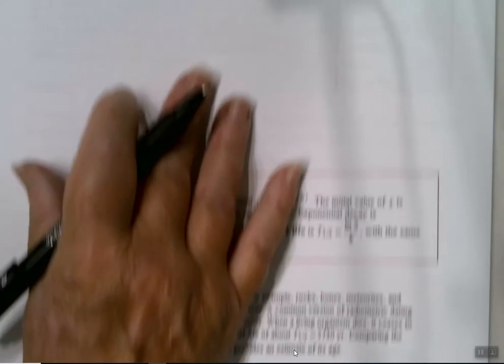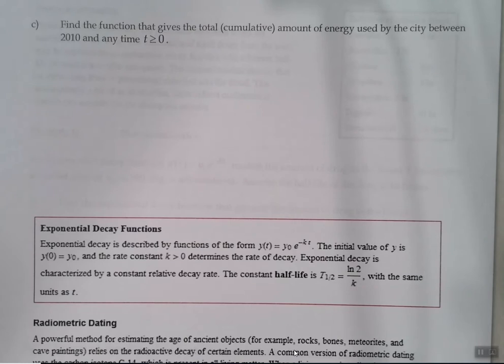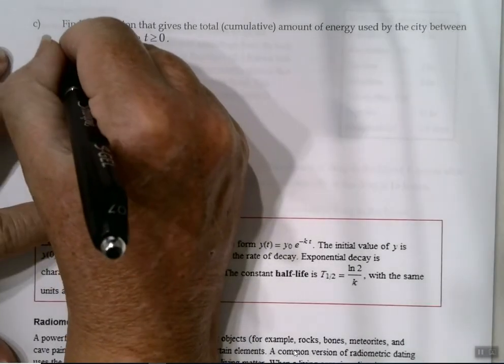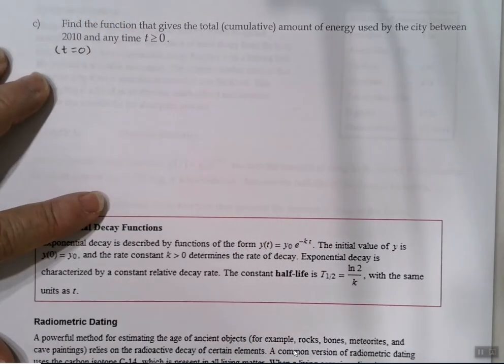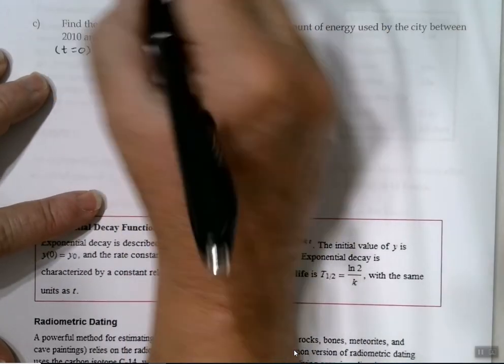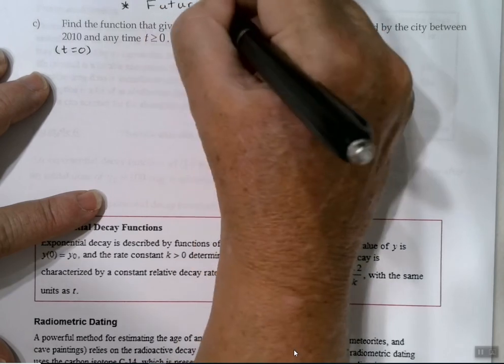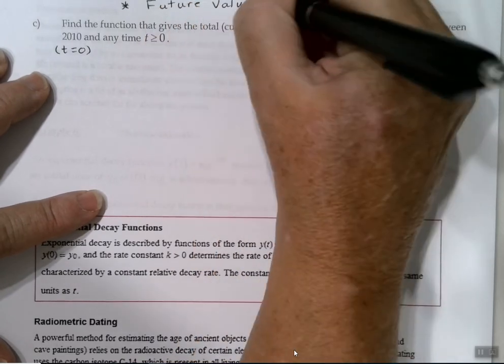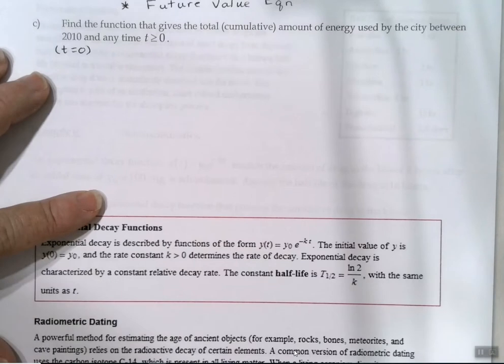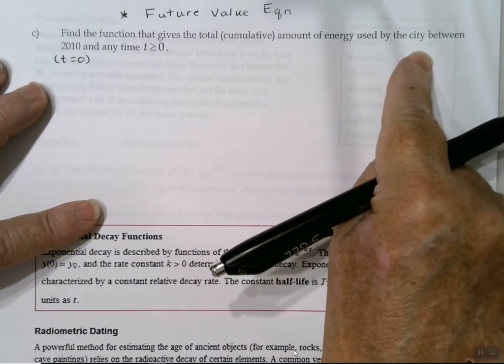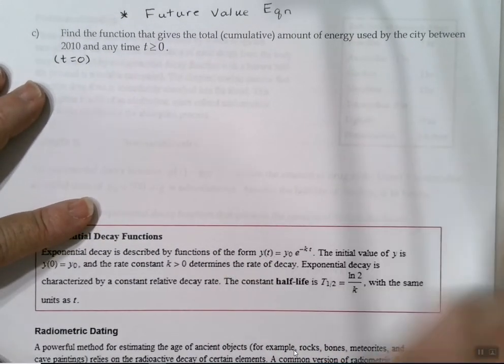All right, the next question, also kind of a reminder of what we did back in 6.1. We'd like to find the function that gives the total or cumulative amount of energy used by the city between 2010 and any time t greater than or equal to 0, 2010 being our t equals 0 year. What we're really being asked for is that future value equation, the value in the future for any time t greater than or equal to 0.